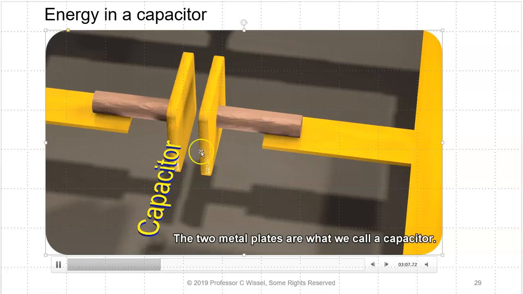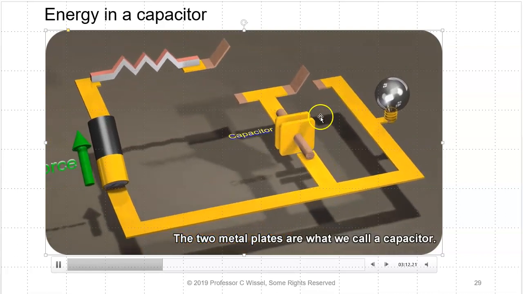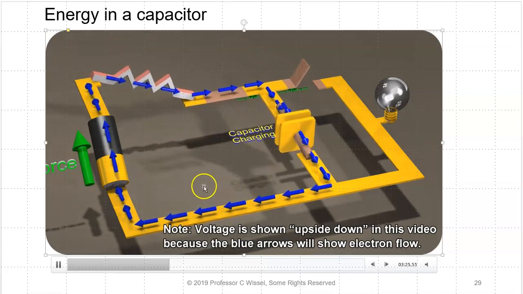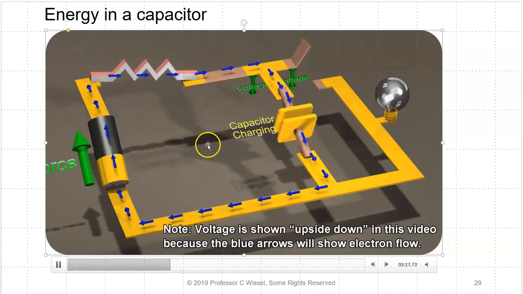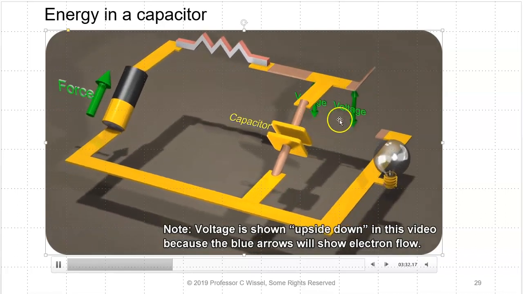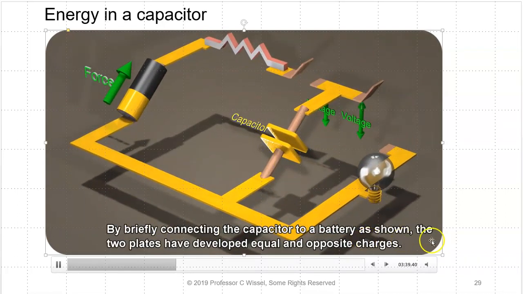The two metal plates are what we call a capacitor. That's represented here. Note the voltage is shown upside down in this video because the blue arrows will show electron flow. This is a battery, a resistor. We'll talk more about this later. Here's the capacitor. Here's the electron flow. This is the voltage across the plates. By briefly connecting capacitor to batteries shown, the two plates have developed equal and opposite charges.